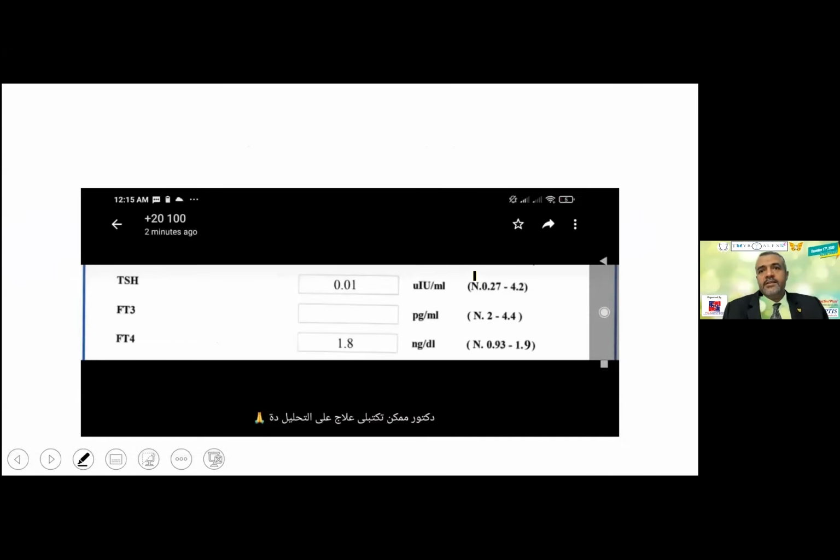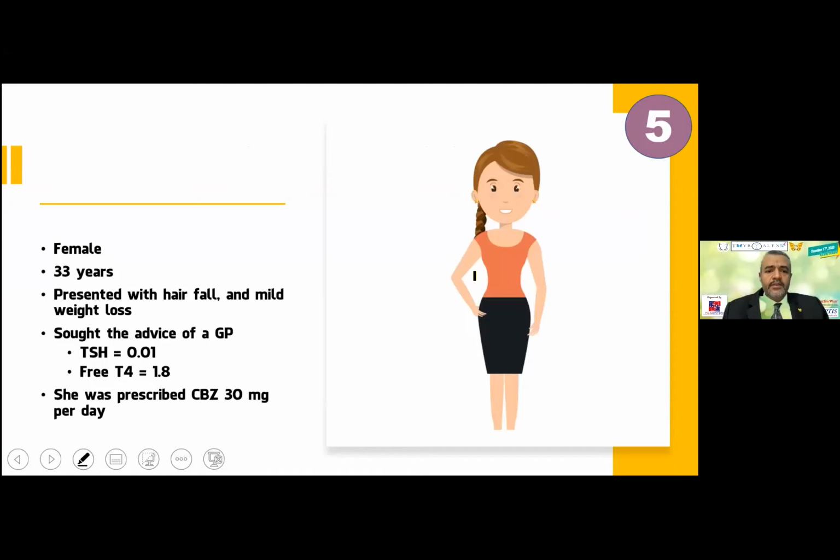Again, same set of tests. This time, she's a female, 33 years of age, presented with hair fall and mild weight loss. She sought the advice of a GP. The TSH was suppressed. The free T4 was high normal, a picture consistent with subclinical hyperthyroidism. She was prescribed carbimazole, 30 milligrams per day. A very common story that I see in my clinic every day.